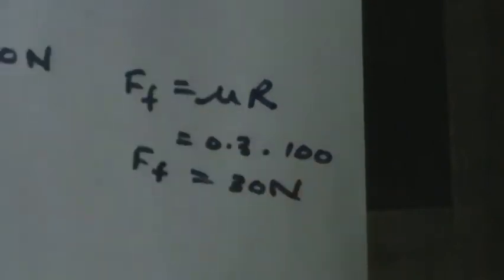Ff is 30 newtons. So the force this side is 30 newtons, the force this side is 40 newtons, so there will be a net force of 10 newtons in this direction. So if I put F equals ma, the net force will be 10 newtons. The mass of this object has been given as 10 kilograms, and the acceleration is a. So a is equal to 1 meter per square second, right? So that's the acceleration, which we found in the last video as well.